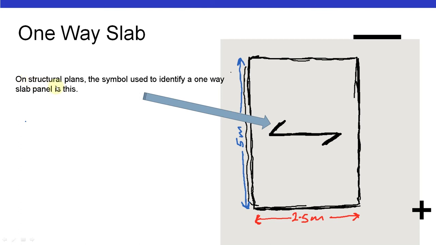On structural panels, the symbol used to identify a one-way slab panel is this. This is the symbol. You find it on floor plans.